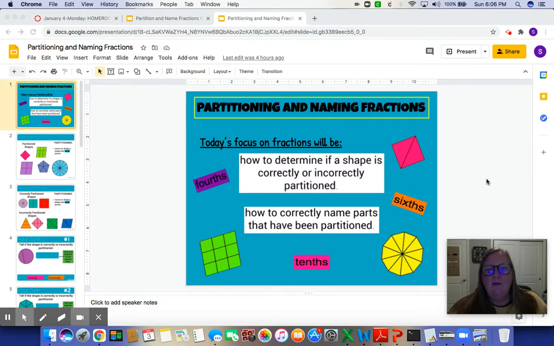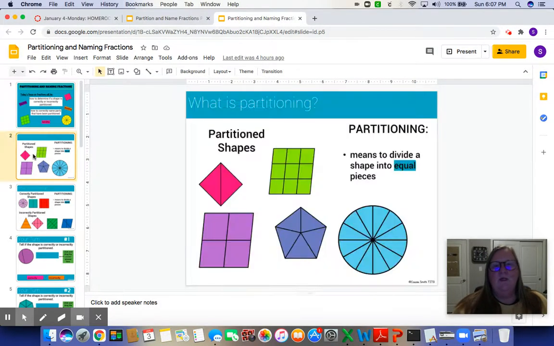Today for math, we're going to be talking about partitioning and naming fractions. Our focus will be how to determine if a shape is correctly or incorrectly partitioned and how to correctly name parts that have been partitioned. So, first thing I'm sure you're thinking is, what does it mean to partition something? Let's look at this first slide.